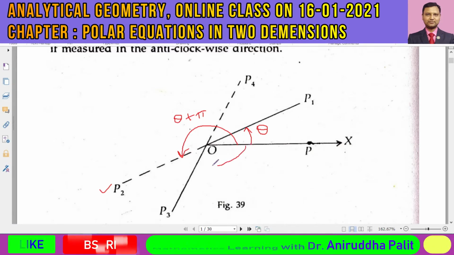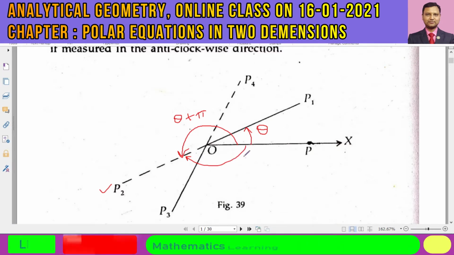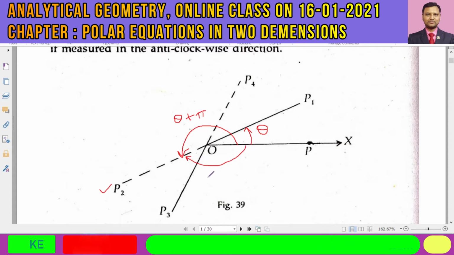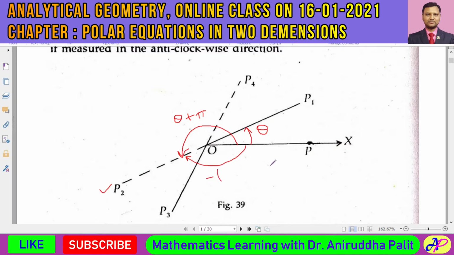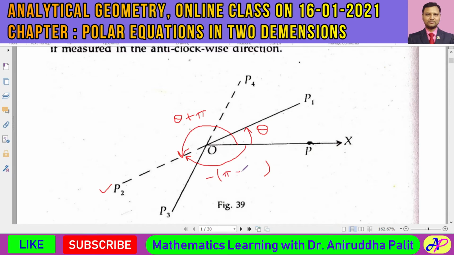Do not ever consider this vectorial angle to be equal to this much. In some books it is written in this way, but that is also a concept, because this is measured in anti-clockwise direction, so this can again be considered as a vectorial angle that would be negative of pi minus theta. Got it? That is also permissible.